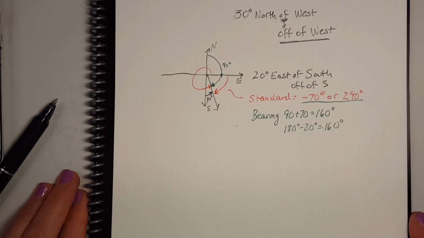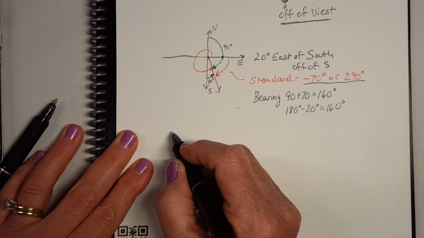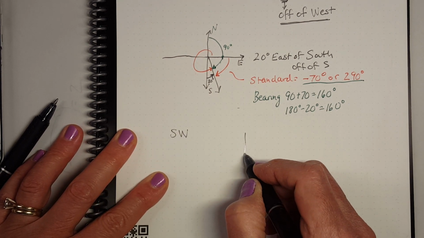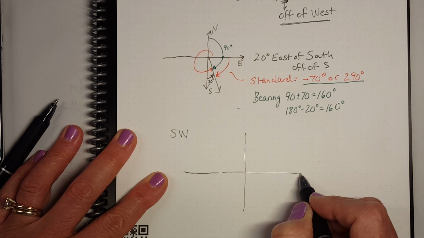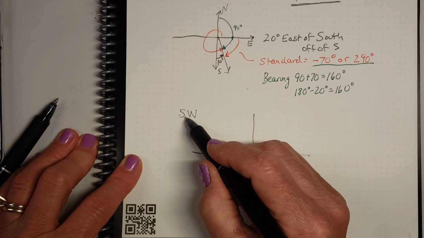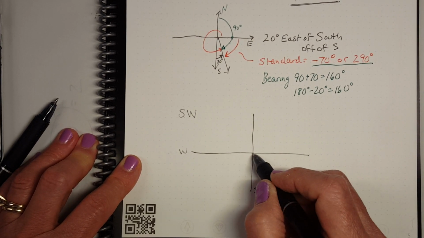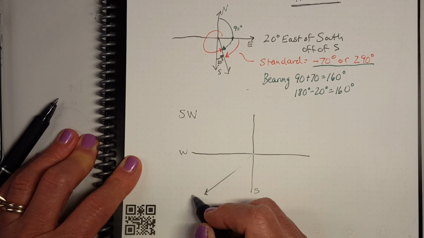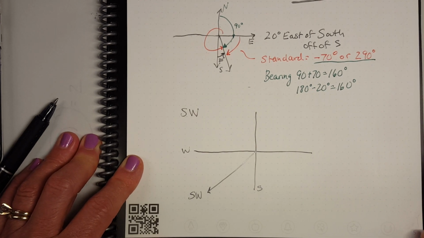Now, one last thing about these north, south, east, west. Sometimes you see something like southwest. What southwest means, and many of you who have hiked or been outdoors a lot know this, is that you're going to split halfway. So this is halfway between south and west. So here's my south and here's my west. And so halfway, there's southwest. So this is our southwest direction. It divides that quadrant in half.